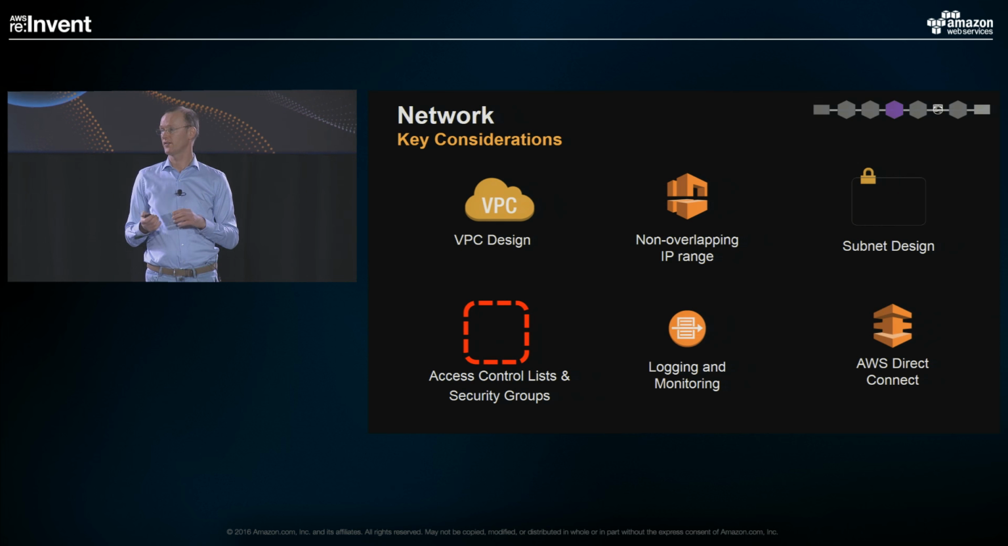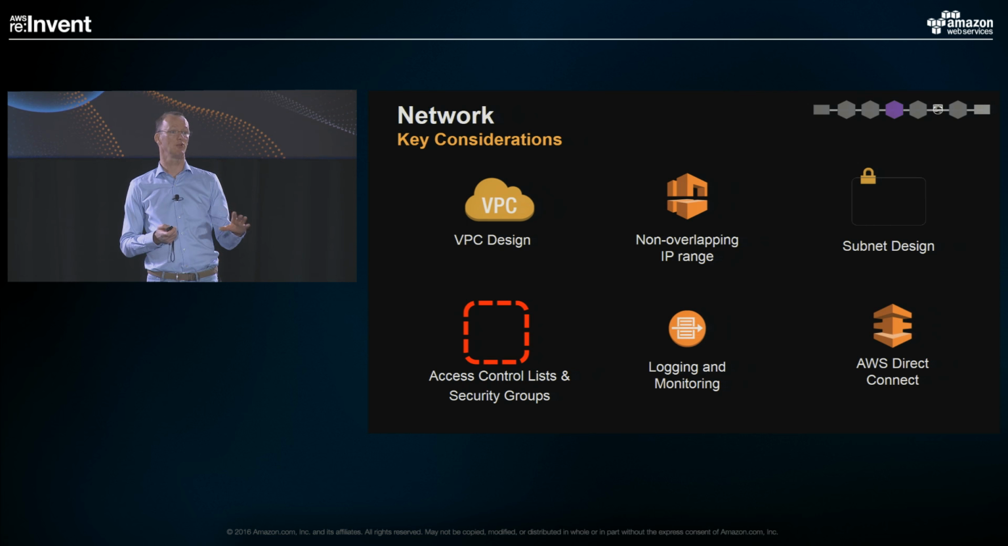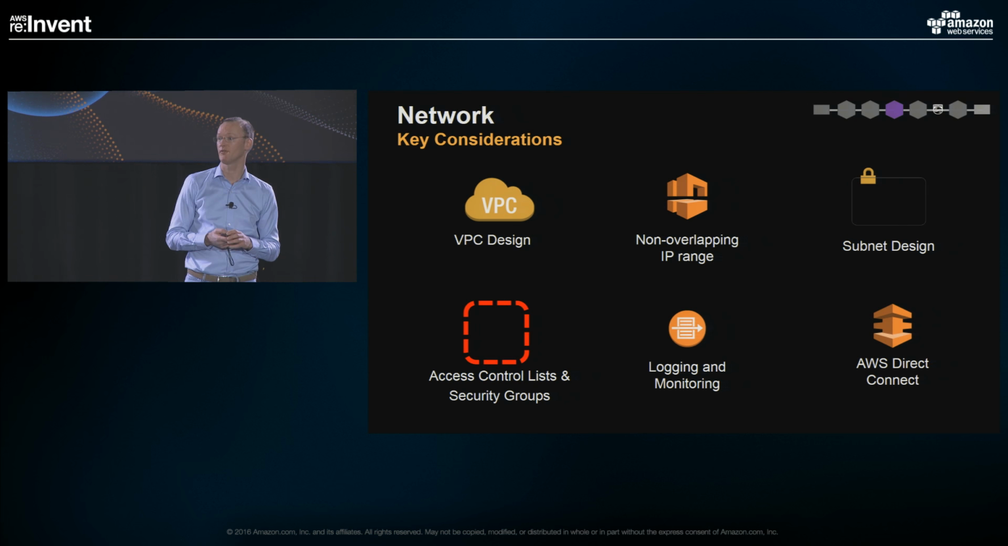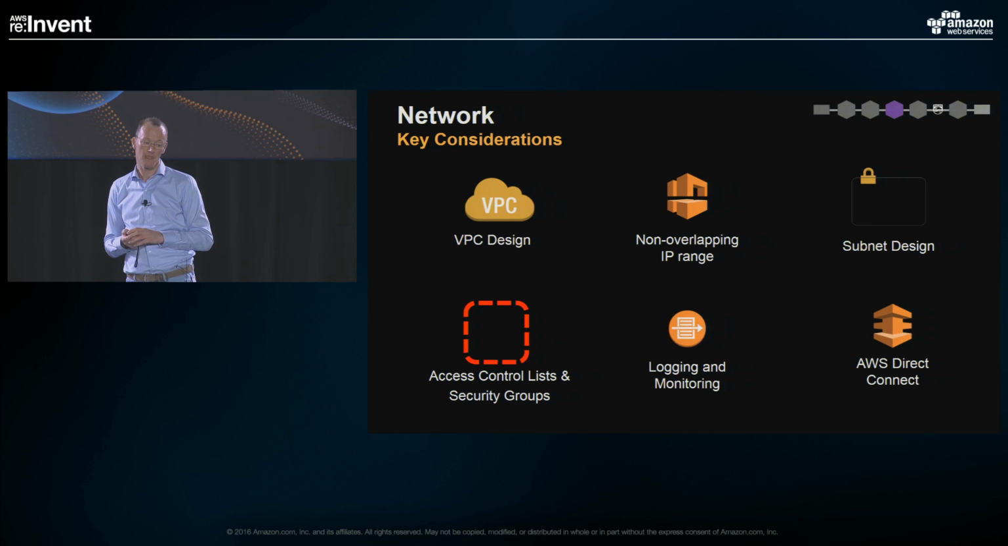Logging and monitoring, we'll come back to that. Log your traffic, get insight into what's happening within AWS, get insight into your overall networking. And as we're discussing application migration, you want to connect your on-premises environment to your AWS environment. You can start with VPN connectivity, and over time, when traffic grows, move to Direct Connect.